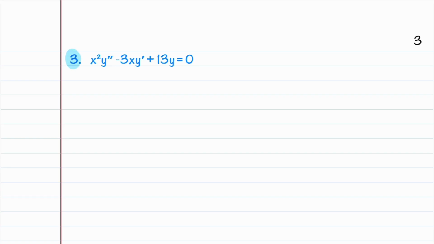In example 3, we have the Cauchy-Euler equation x squared y double prime minus 3xy prime plus 13y is equal to 0. In example 1, we had 2 real distinct roots. In example 2, we had 1 repeated root. And in this example, we're going to get complex roots. Since I've already gone through the derivation twice, for this one, let's use the formula for the characteristic equation. That formula is a m squared plus (b minus a) times m plus c is equal to 0.